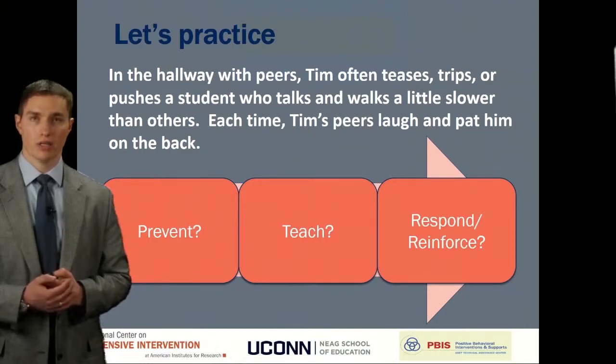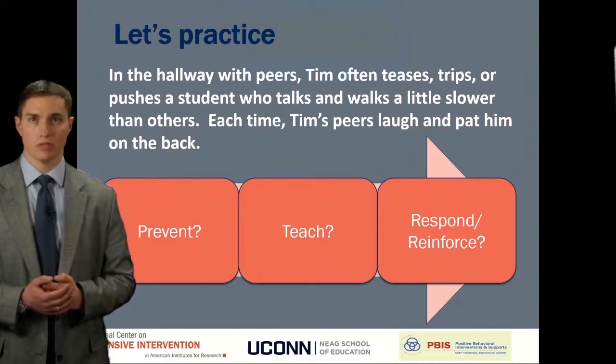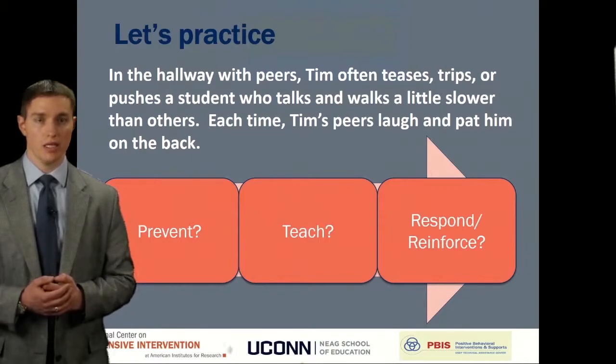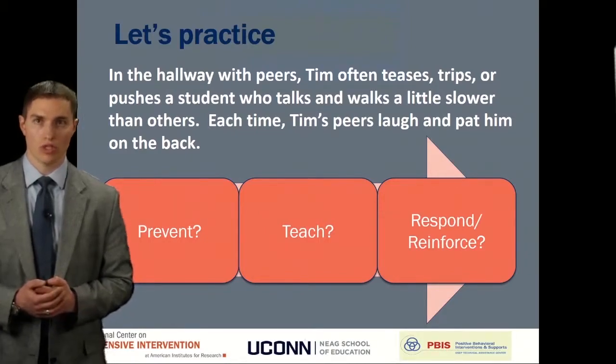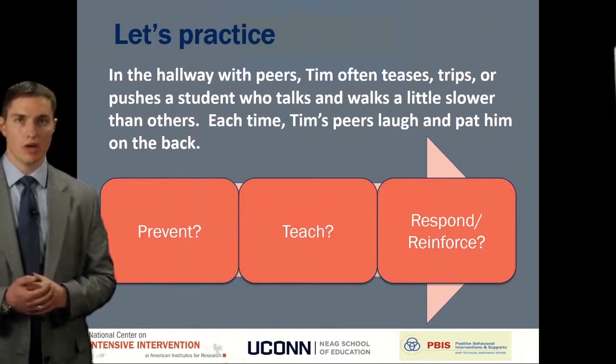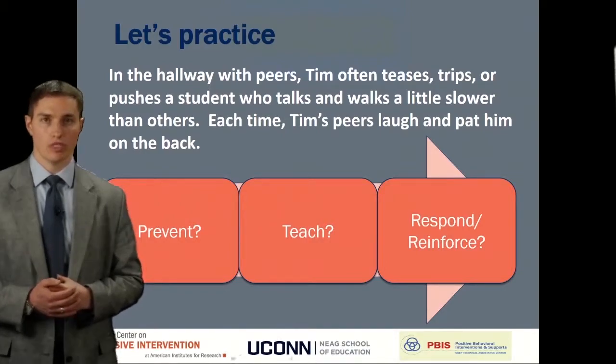Let's look at one final example. In the hallway with peers, Tim often teases, trips, or pushes a student who talks and walks a little slower than others. Each time, Tim's peers laugh and pat him on the back. Take a moment to yourself and see if you can identify at least one antecedent strategy, or one strategy to help prevent this behavior from occurring. See if you can identify one behavior strategy, one way to teach Tim a more appropriate behavior, as well as at least one consequence-based strategy.